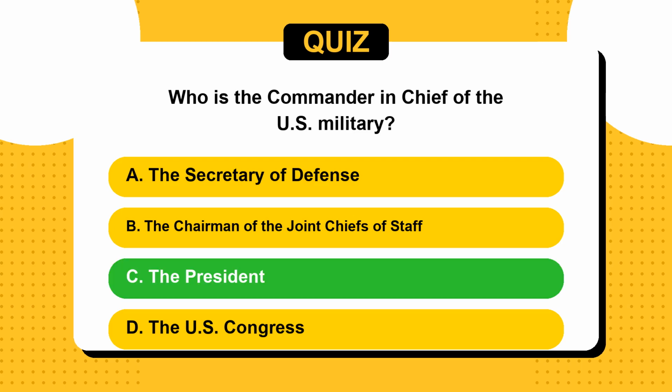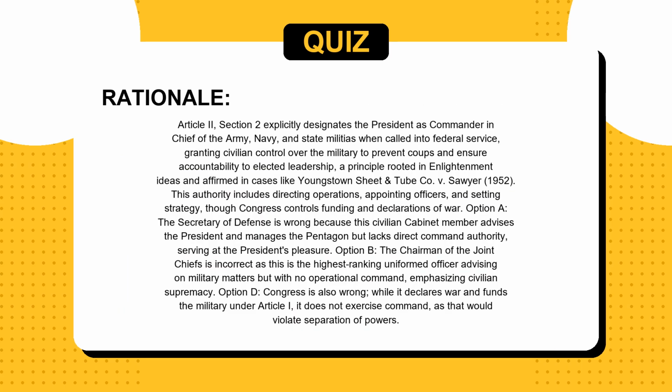The answer is C. Article 2, Section 2 explicitly designates the President as Commander-in-Chief of the Army, Navy, and state militias when called into federal service, granting civilian control over the military to prevent coups and ensure accountability to elected leadership, a principle rooted in Enlightenment ideas and affirmed in cases like Youngstown Sheet and Tube Company v. Sawyer, 1952. This authority includes directing operations, appointing officers, and setting strategy, though Congress controls funding and declarations of war.